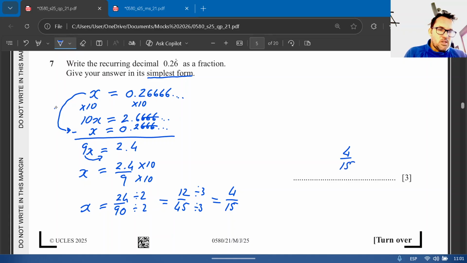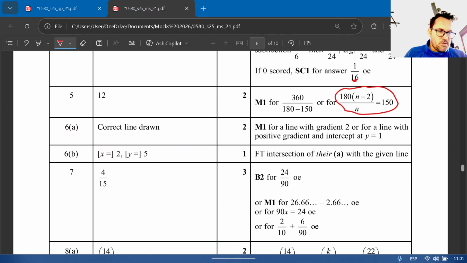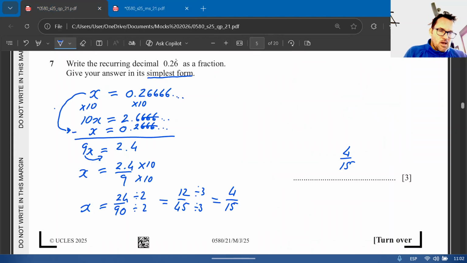The other method, of course, is you do the first step, you multiply both sides by 100, and then you can skip this step. There are other ways of doing this. So you see, they multiplied by 100. You do it that way, that's fine. Basically, you get 2 marks for this or for that, either one, and for simplifying it.